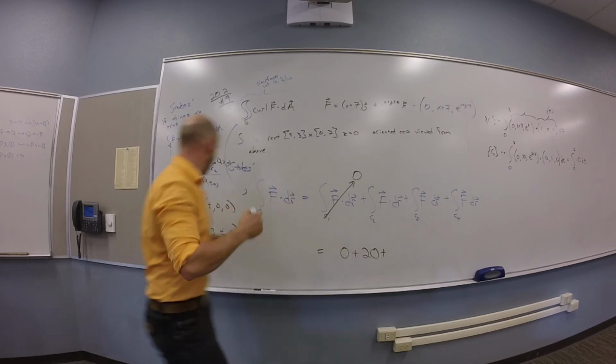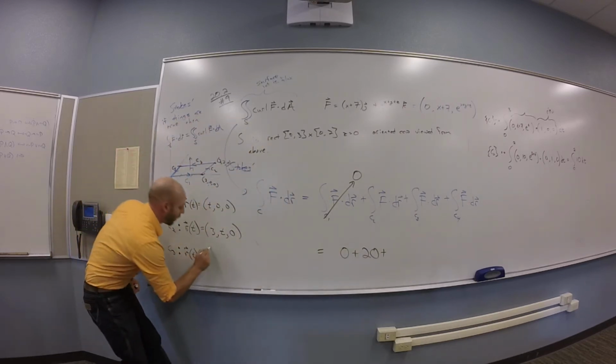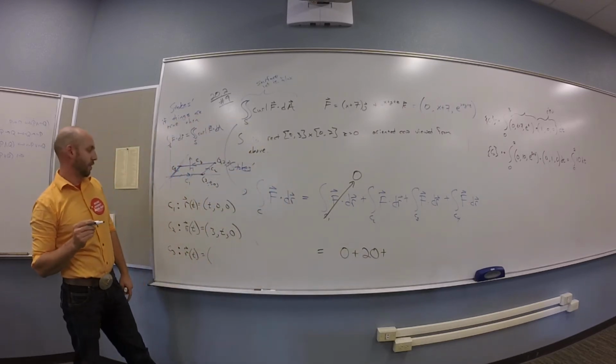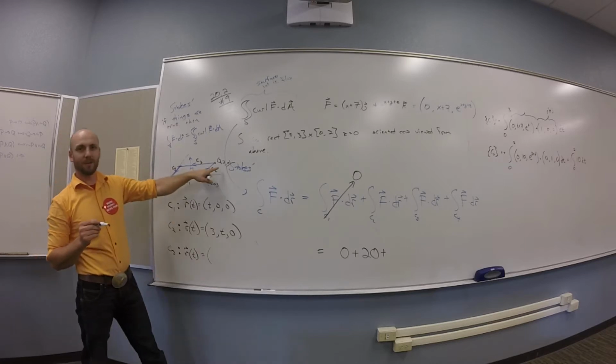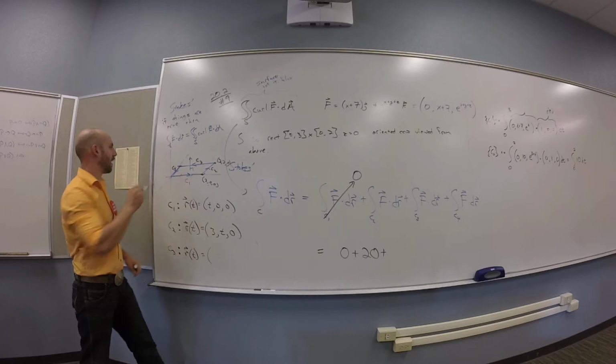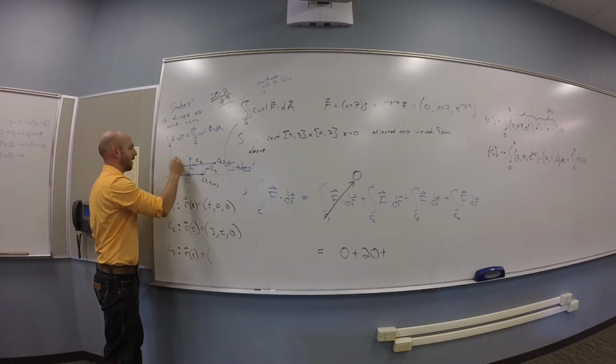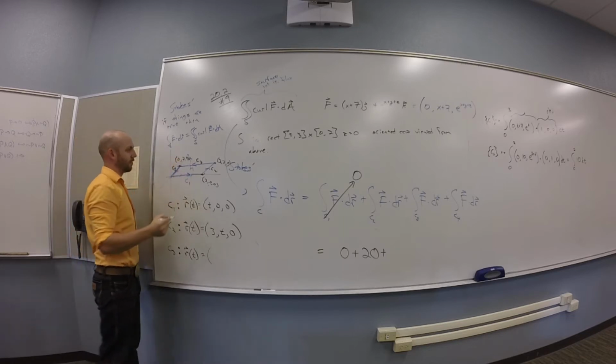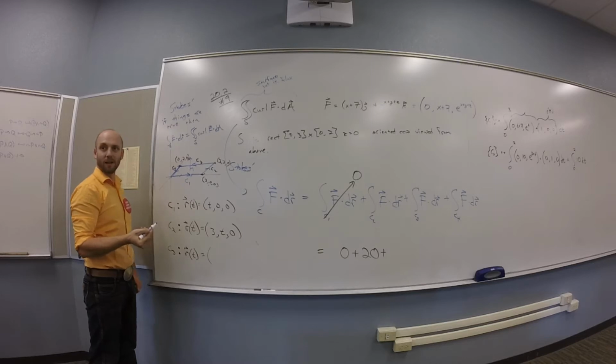You see now? Okay, so my parameterization is going to, where do I want to start this? At 3, 2, 0. Where do I want to end up? At 0, 2, 0. So what changed in there? Just the x, right?